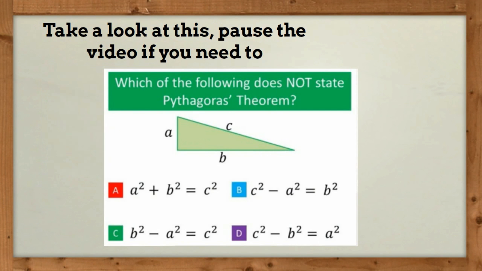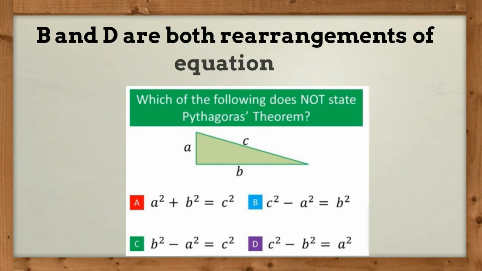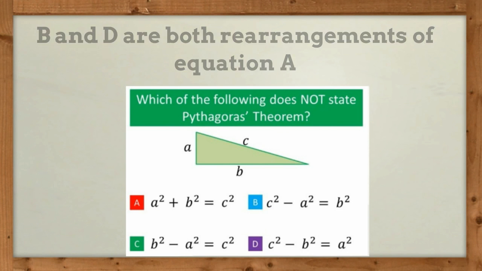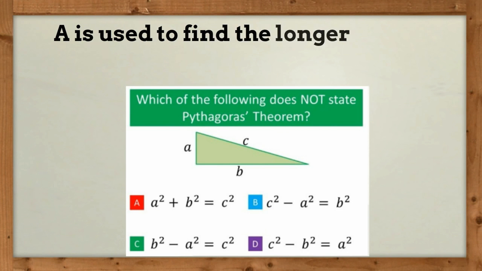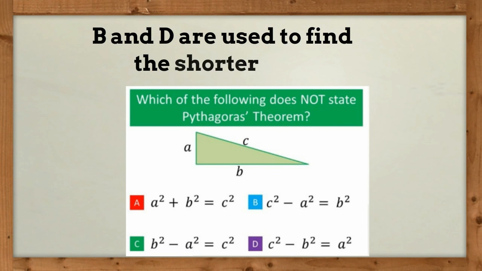Now try this multiple choice question. Pause the video if you need to. C is incorrect. B and D are both rearrangements of equation A. A is used to find the longer side, B and D are used to find the shorter side.